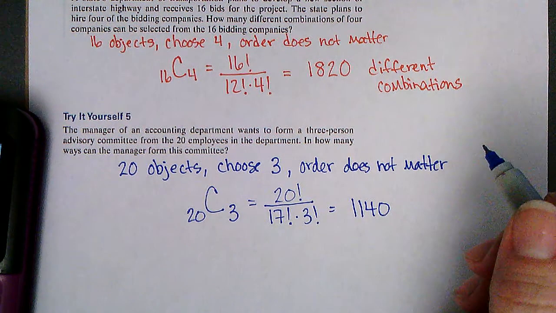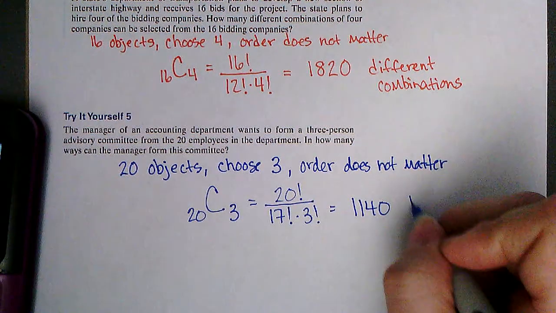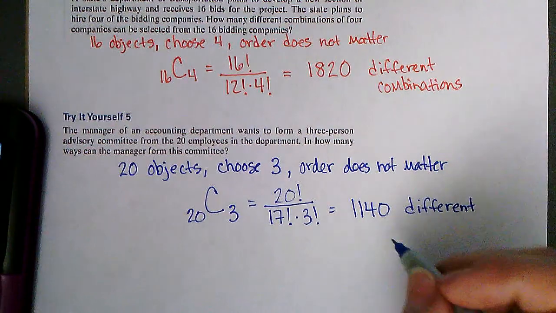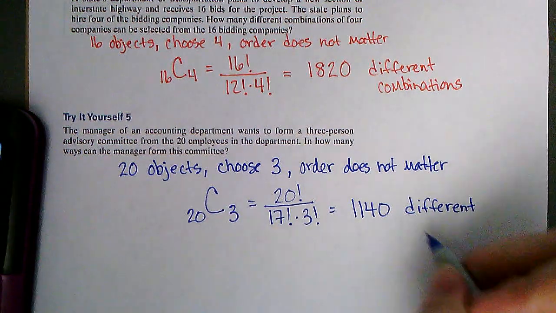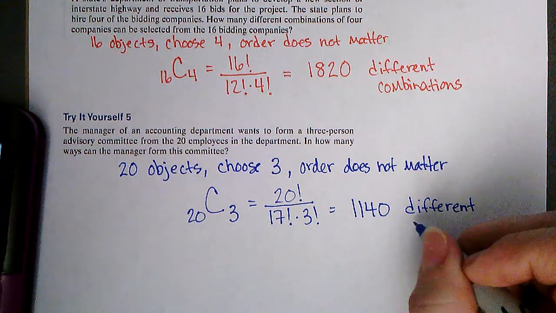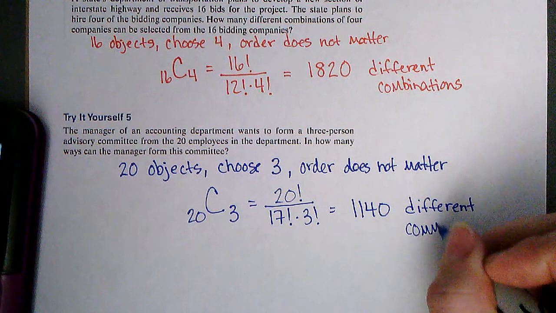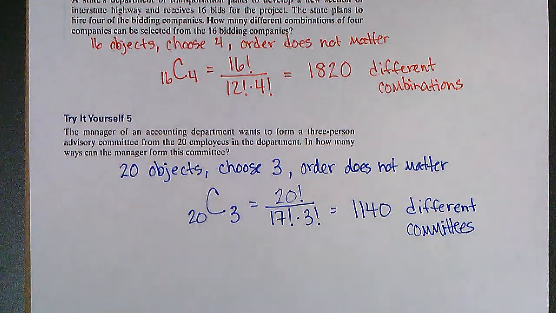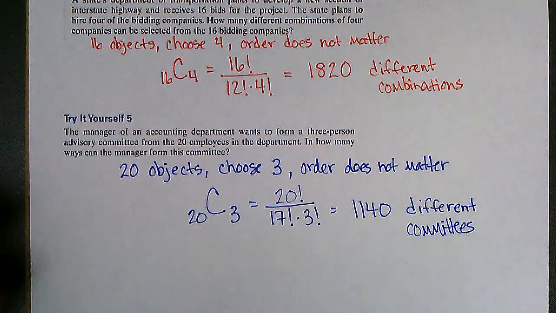And that would be the different committees that could be formed, because you could have Bill, Sue, and John, or you could have Bill, Sue, and Steve, or Bill, Sue, and Jennifer. Those would all be different committees. But having Bill, Sue, and Jennifer would be the same as having Jennifer, Bill, and Sue. So that's why it's a combination.